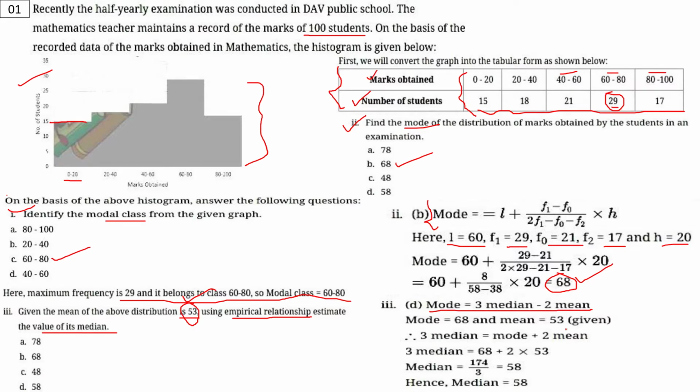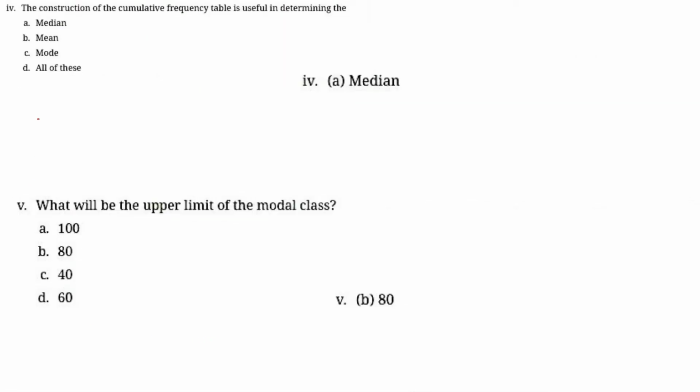So you already have the value of mode 68 and mean 53. When you put them in the empirical formula, your median is 58. So which option is correct? D. Right, the D option is the correct answer. Very nice. Next question is.